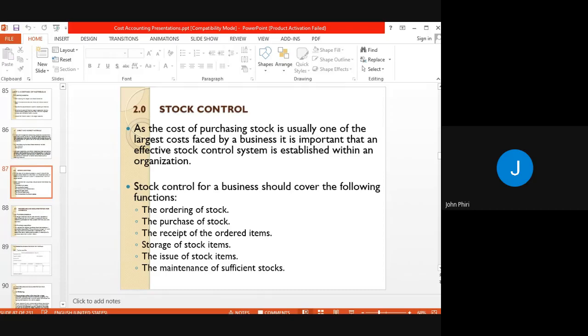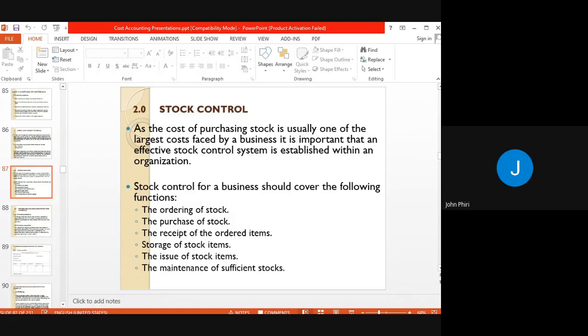So it's important then that the organization must control that kind of stock, because we're talking about huge sums of money, by the way. So it's important to establish an effective stock control system in an organization. So what are the functions of this stock control? The control system that we're going to have, what are the functions of that?